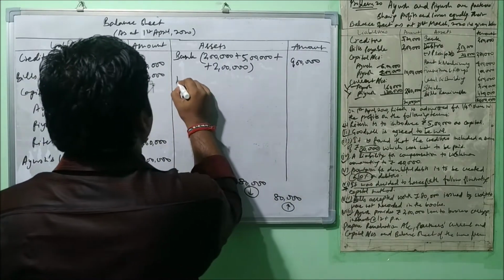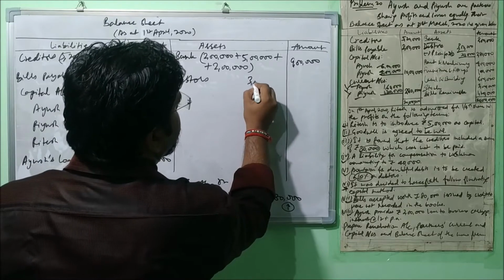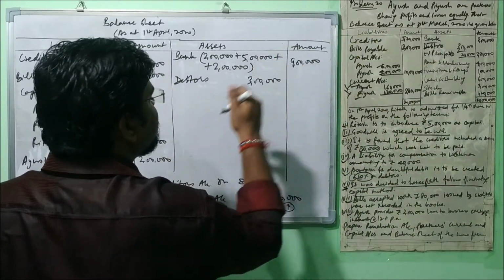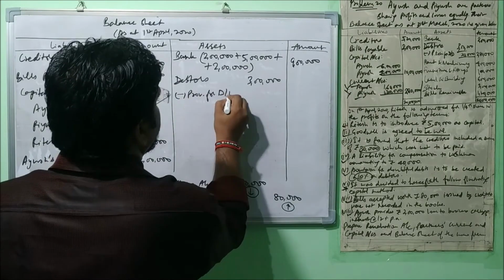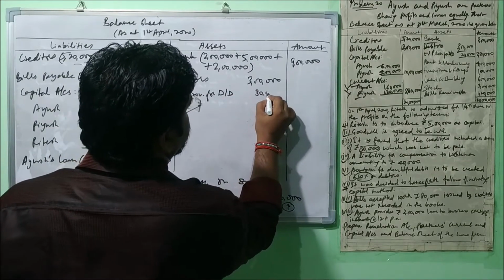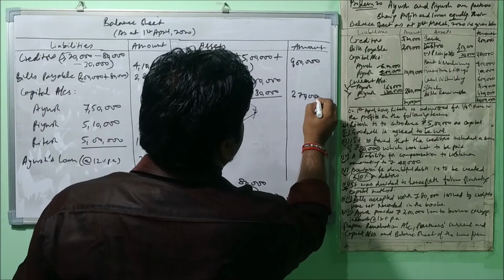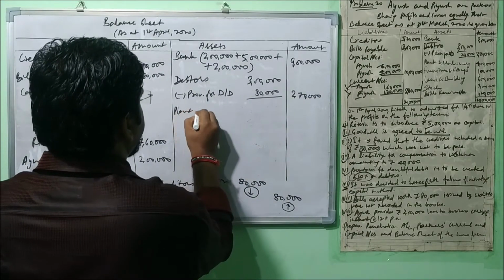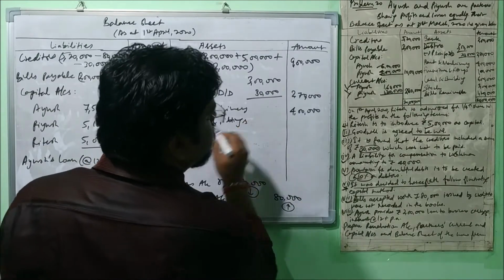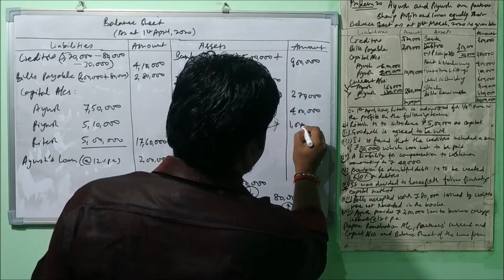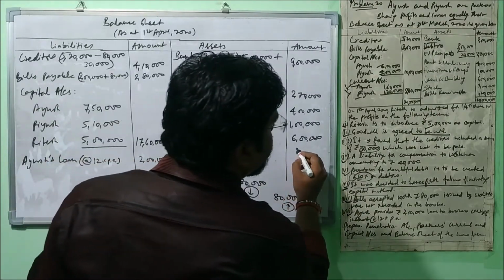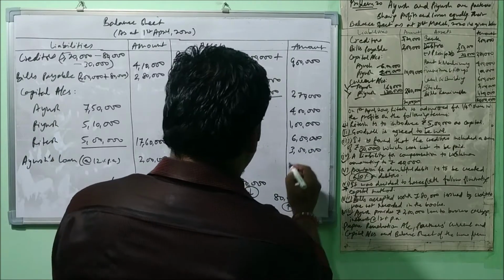Now let's talk about debtors. Debtors were 3 lakh. Earlier the provision was 20,000, but we increased the provision by 10,000. So now provision for doubtful debts is 30,000, and the debtors come out 2,70,000. Okay. Now let's talk about plant and machinery. There was no change. Furniture and fittings, no change. Land and building, no change. Stock, no change. Bills receivable, no change.